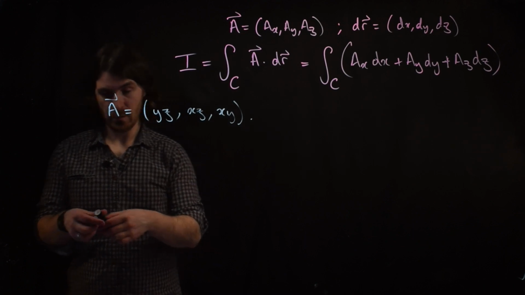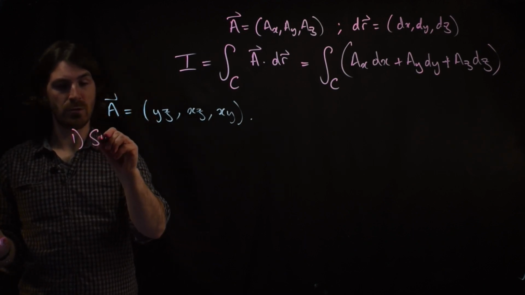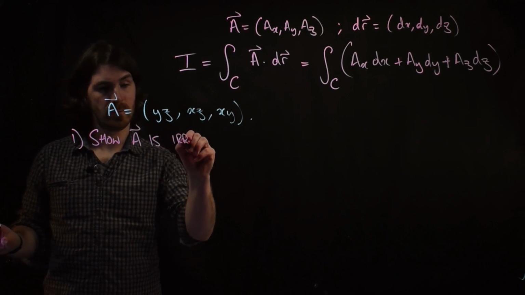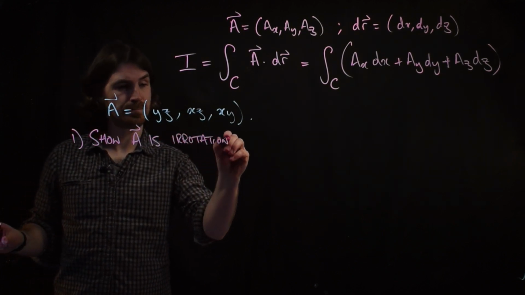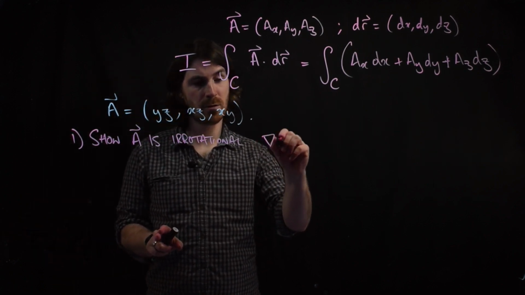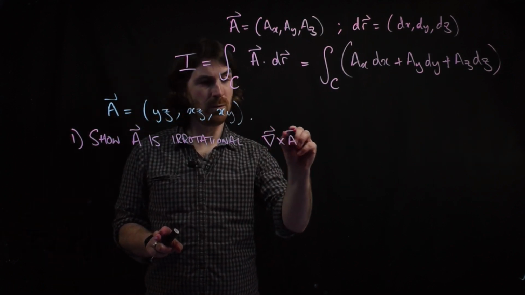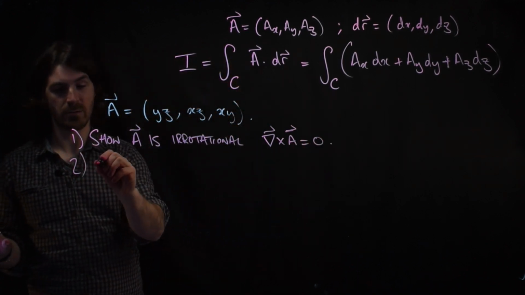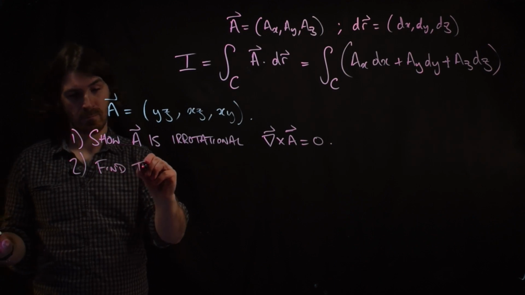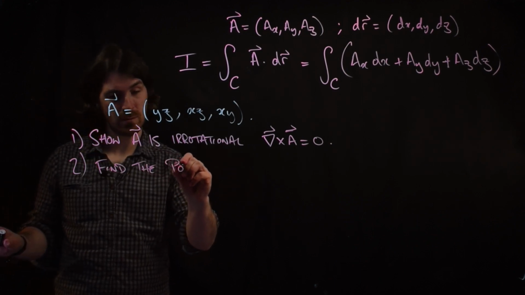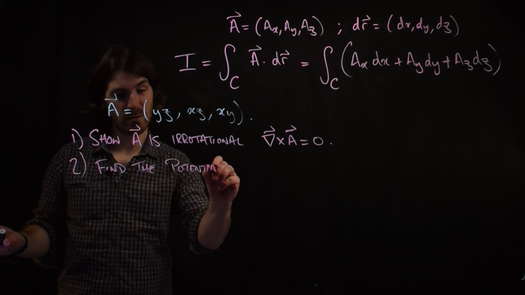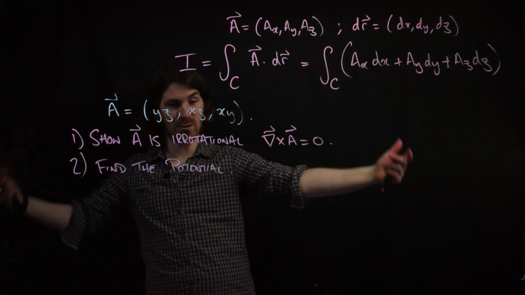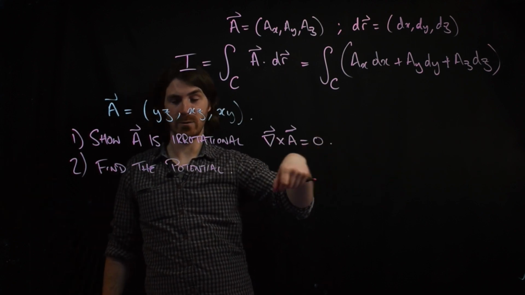We want to do two things. Show that A is irrotational, or potential, i.e. that curl of A equals 0. And then we want to find the potential. Because as we saw previously, if curl A equals 0, then there exists some potential u for which A is the gradient of u.